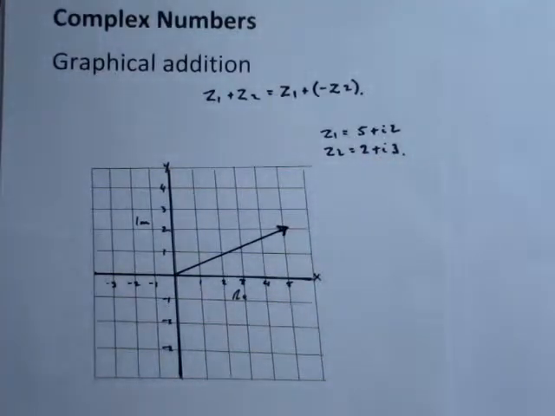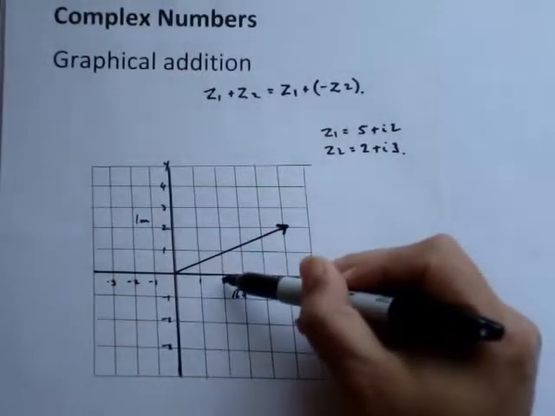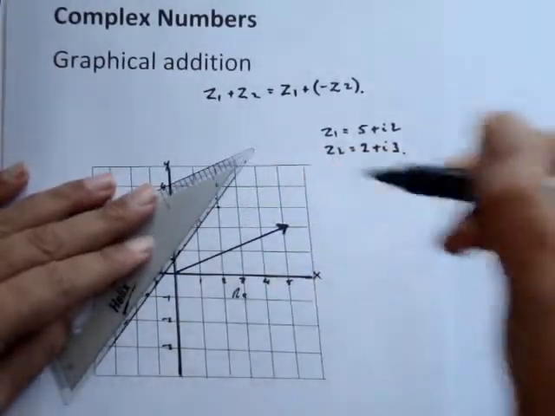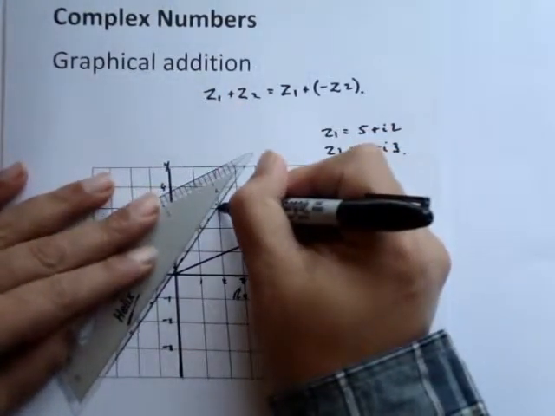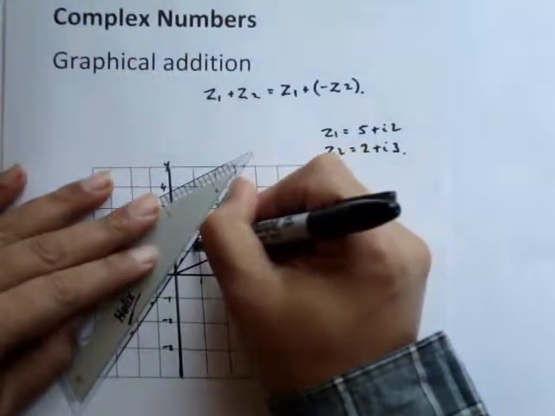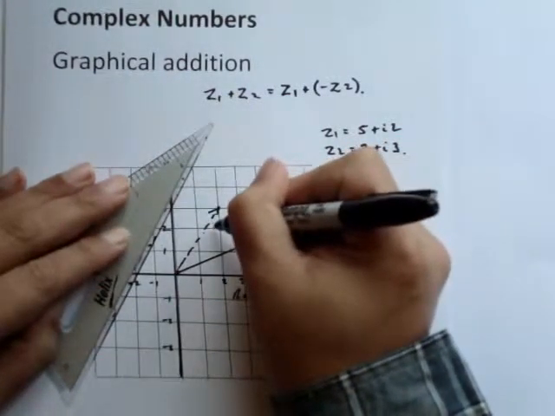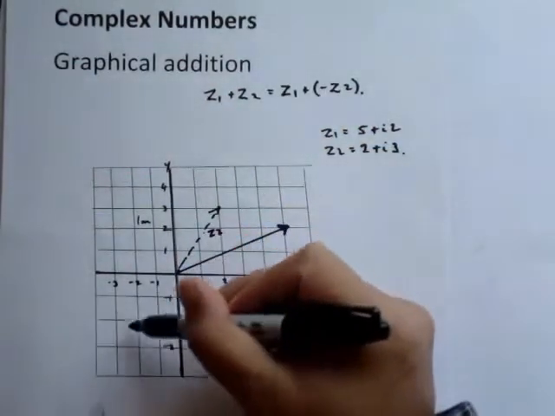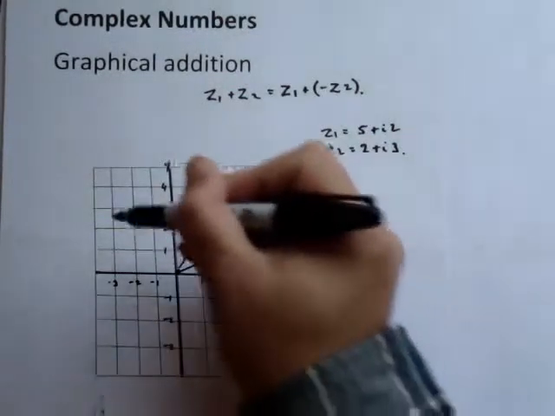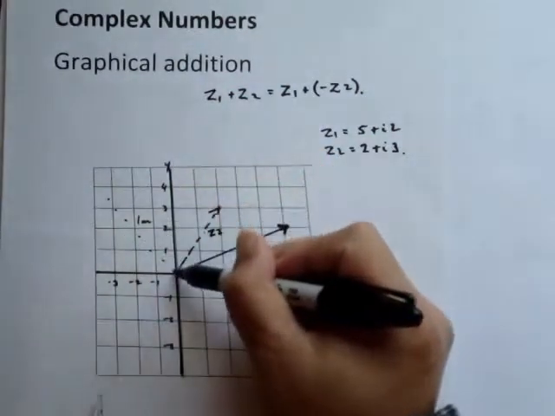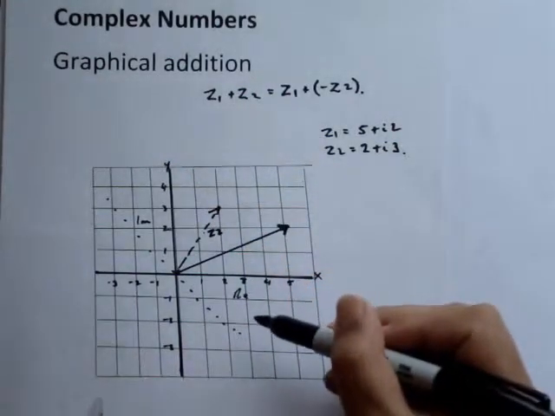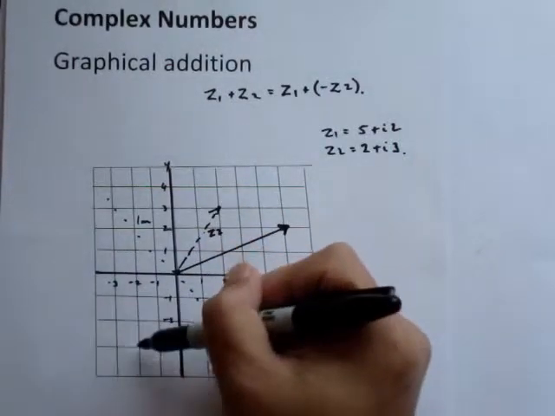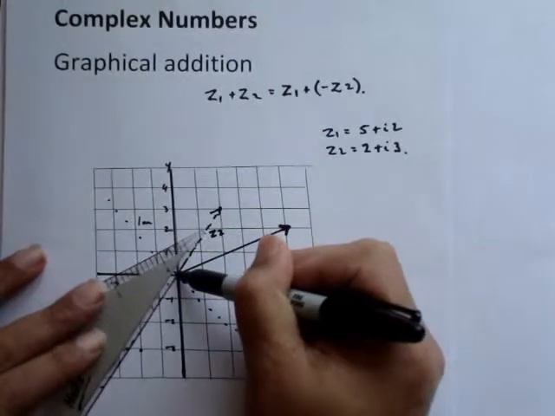And then our Z2 would be along the real axis 2 and up the imaginary axis 3, which would be here. So we're going to draw this as a dotted line, because what we need to do is draw the negative version of this, and the negative version simply goes the other side. It's a reflection along this dotted axis. So where this was 2 across 3 up, it would be 2 across 3 down. So this would be our negative Z2.